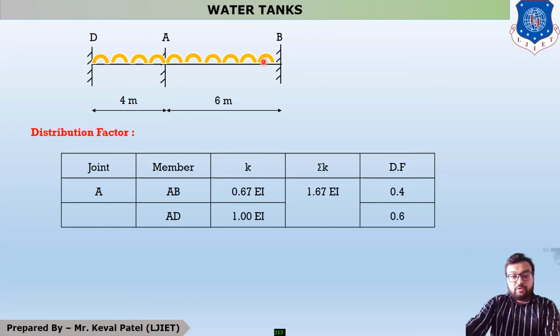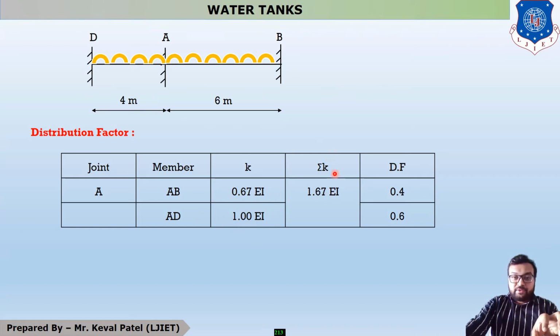So 4EI is constant divided by L. The span of AB is 6, it means 4EI by 6. So you will get your answer 0.67 EI. And same for AD, it means your far end is D. So for D, the equation is 4 EI by L, but here L is 4 meter. It means 4 EI by 4. So you will get your answer 1 EI.